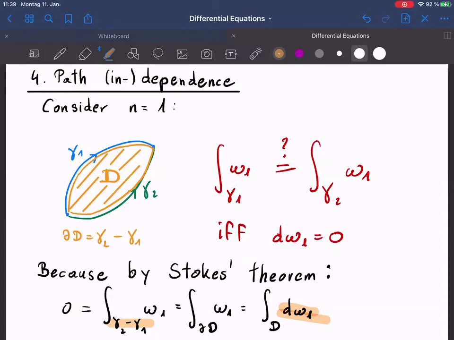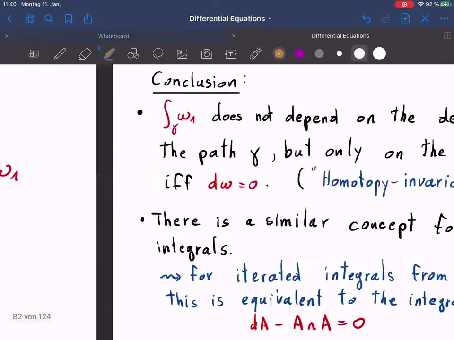And the integral doesn't depend on the path if and only if the differential of the differential form is 0. That's just Stokes' theorem. So that is if you have a single differential form. Now the question is, what happens if you have an iterated integral? When you have omega 1, omega 2, omega 3, the sequence of differential forms in there, and you make an iterated integral out of it. So how does this change?